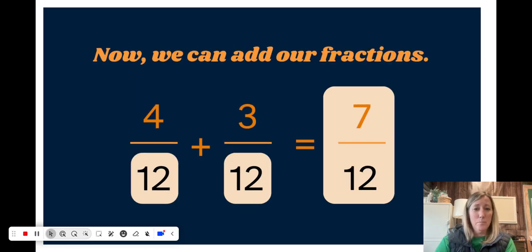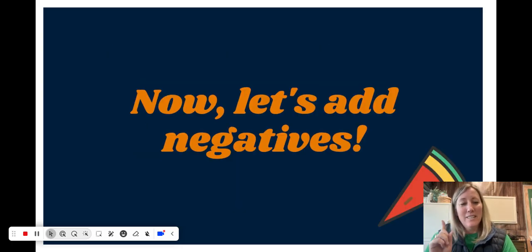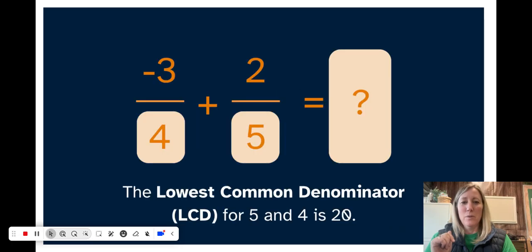Now we can add those up. So we add straight across the top and get 7, and straight across the bottom, it stays the same, right? Because 12 pieces still makes a whole. So now let's level it up to 7th grade, and we're going to throw some negatives in there. First thing I want you to notice is that we don't have common denominators. So our least common denominator here is going to be 20. We found that by multiplying 4 times 5.